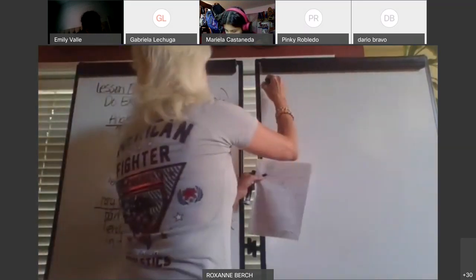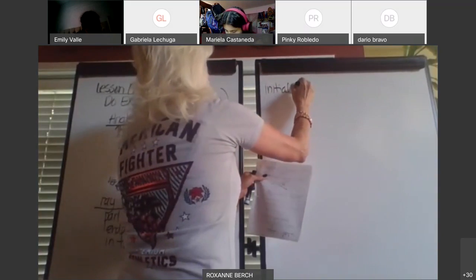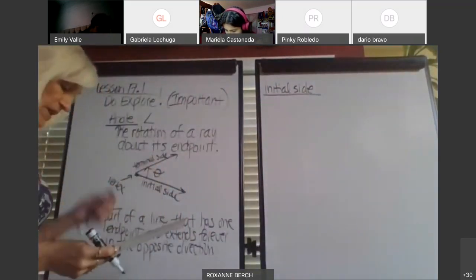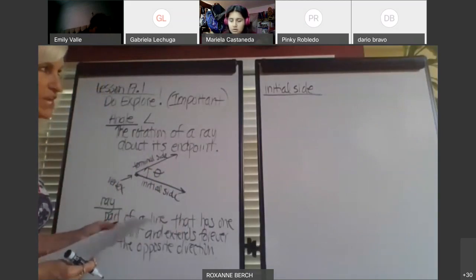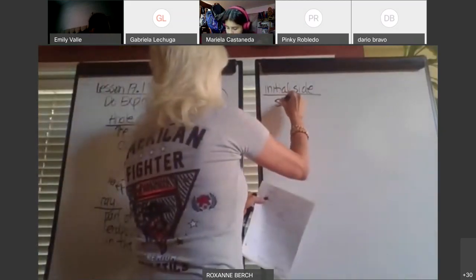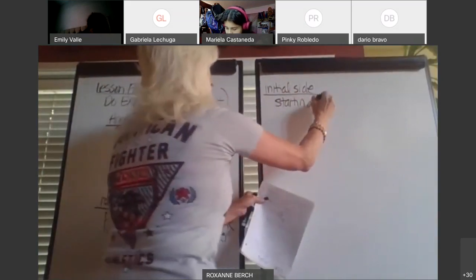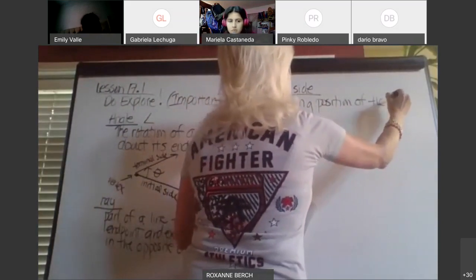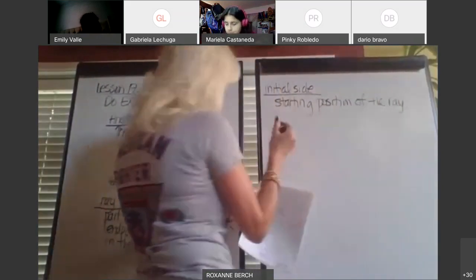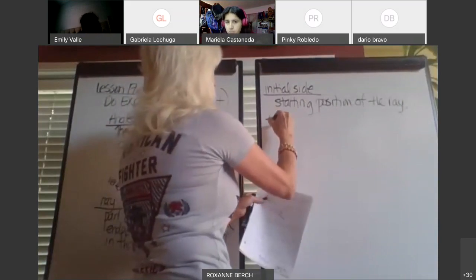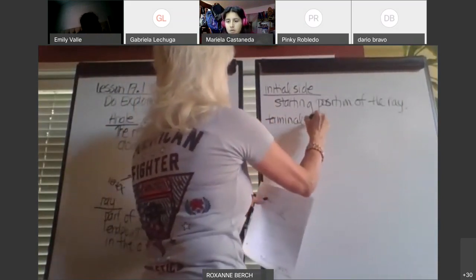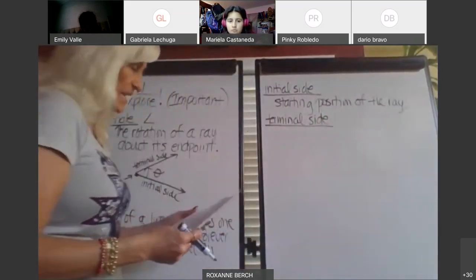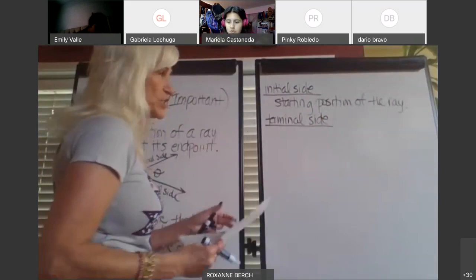Let's look at the initial side. You saw me write it here. The definition of the initial side is the starting position of the ray. We have the terminal side. You'll probably guess it's the ending position of the ray after rotation.